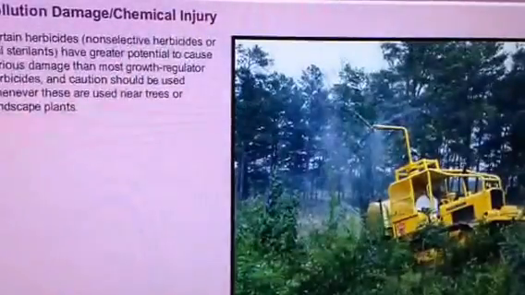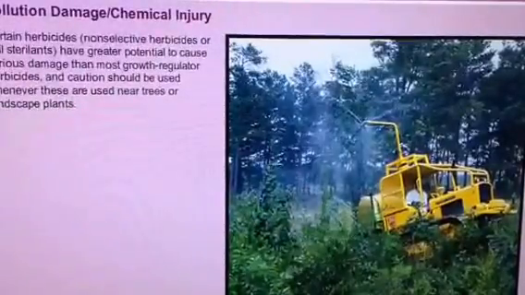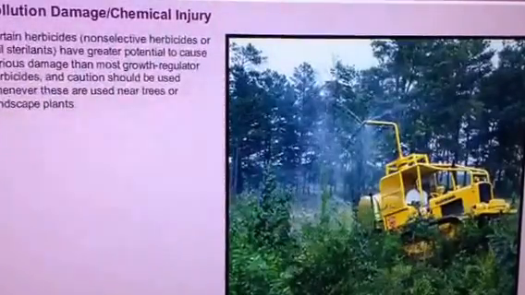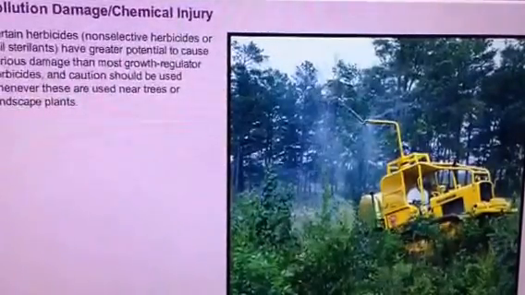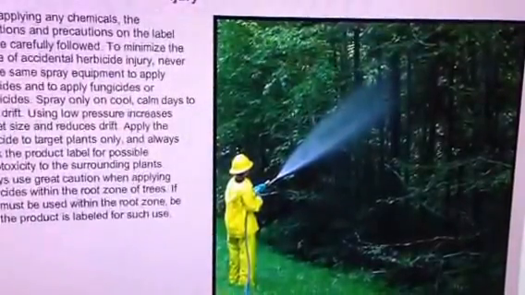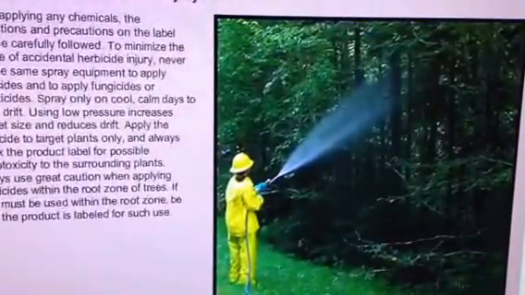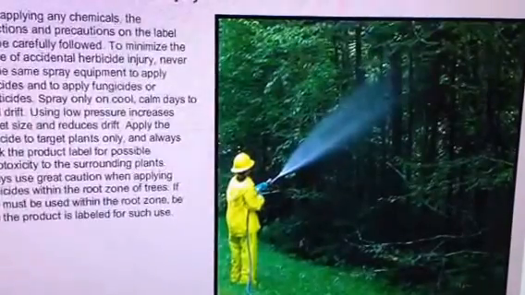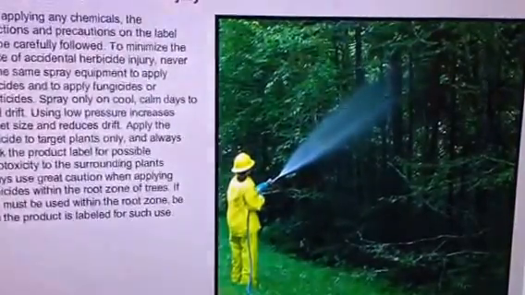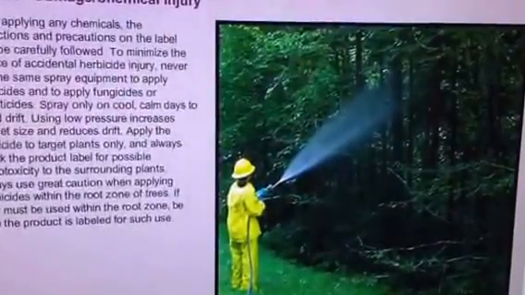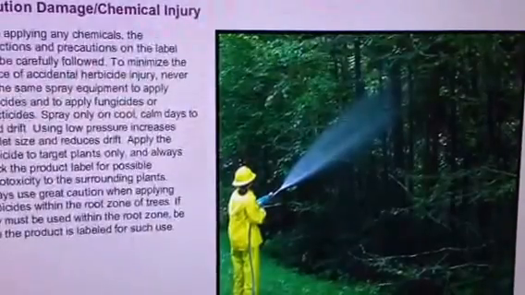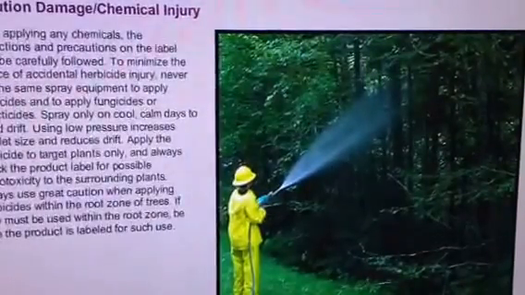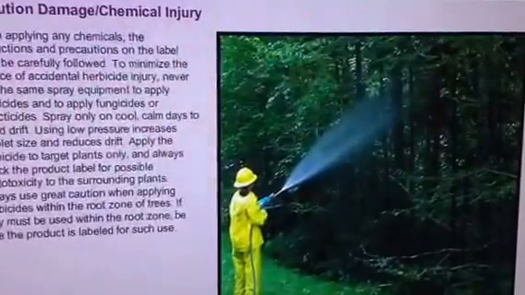Certain herbicides, non-selective herbicides or soil sterilants, have greater potential to cause serious damage than most growth regulator herbicides, and caution should be used whenever these are used near trees or landscape plants. When applying any chemicals, the instructions and precautions on the label must be carefully followed. To minimize the chance of accidental herbicide injury, never use the same spray equipment to apply herbicides and to apply fungicides or insecticides. Spray only on cool, calm days to avoid drift. Using low pressure increases droplet size and reduces drift.